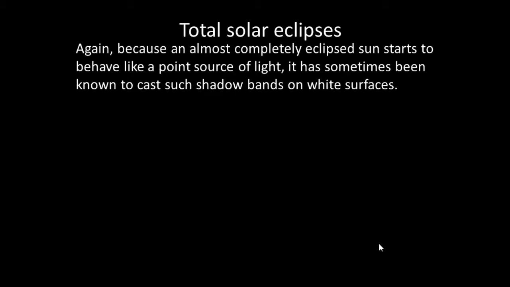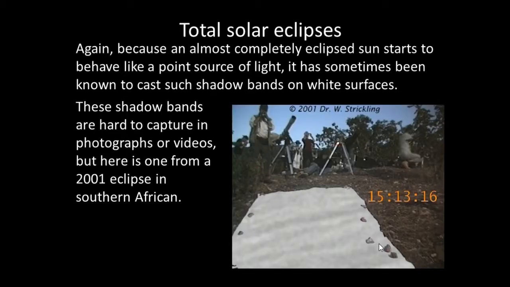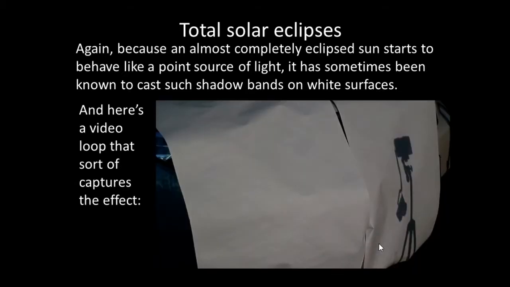Again, because an almost completely eclipsed sun starts to behave like a point source of light, it has sometimes been known to cast such shadow bands on white surfaces. These shadow bands are hard to capture in photographs or videos, but here is one from a 2001 eclipse in southern Africa. And here is a video loop that sort of captures the effect.